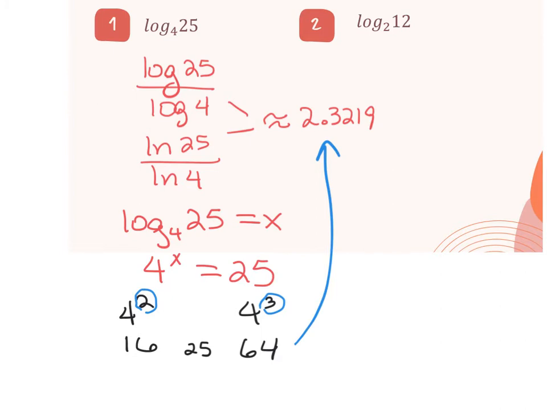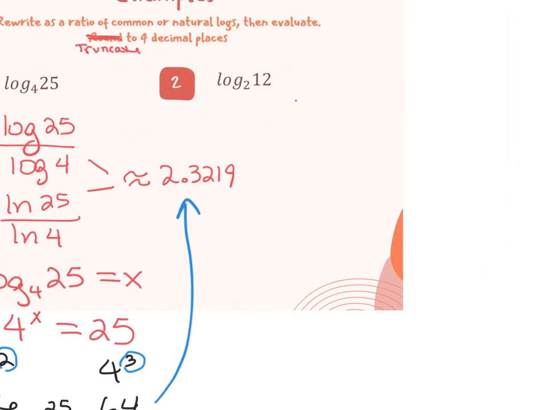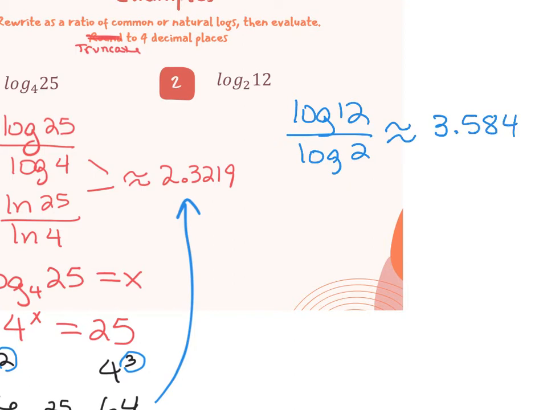Let's try example 2. We're going to do exactly the same thing. It's a calculator question. Log of the big font divided by log of the little font. And this approximately will equal 3.5849. Remember, you can also use the ln button, and you get the same answer.